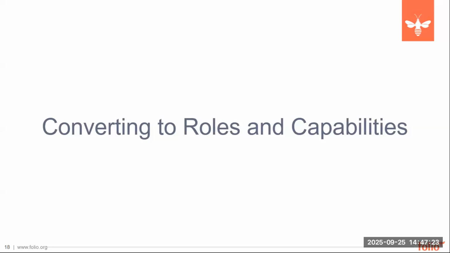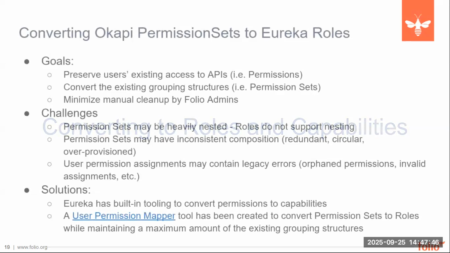Okay, so last section, I'll try to go through this quickly. One of the challenges you're going to encounter is if you are currently using a FOLIO based on Okapi, and then you upgrade to a FOLIO with Eureka, you will need to convert from the existing model you have for permission sets into one for roles and capabilities. So let's discuss that a little bit.